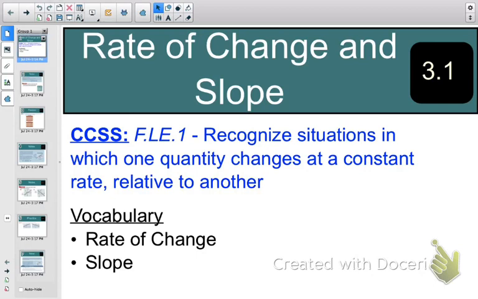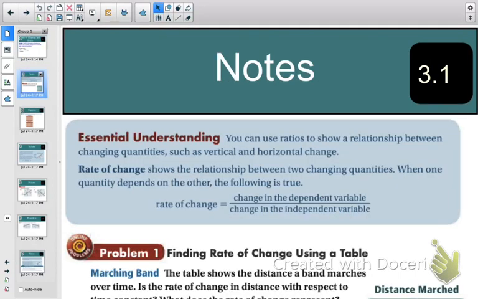So our Common Core State Standard is FLE1, probably standing for functions, and then linear equations, maybe, I don't know, something like that. Anyway, it says recognize situations in which one quantity changes at a constant rate relative to another. So rate of change and slope is what we're going to look at.